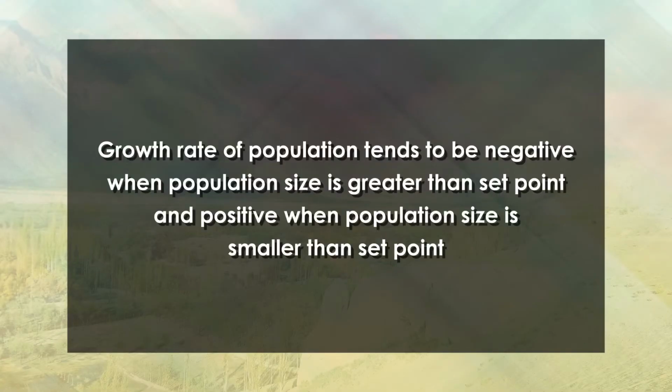Regulation of population means that there is some population size that represents a turning point in terms of population growth, called a set point. In regulated populations, the growth rate of population tends to be negative when the population size is greater than the set point, and positive when population size is smaller than the set point. This means that the population grows to the set point when it is below it and declines to the set point when it is above it.